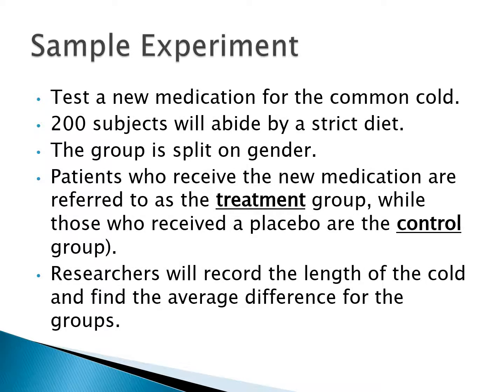All right, here we're going to go through some of the key elements of an experiment. So in this experiment, we're going to test the new medication for a common cold. We have 200 subjects. They've agreed to abide by a strict diet. The group is going to be split on gender, males and females. Patients who receive the new medication are referred to as the treatment group, while those who receive a placebo are called the control group. Researchers will record the length of the cold and find the average difference for the groups.